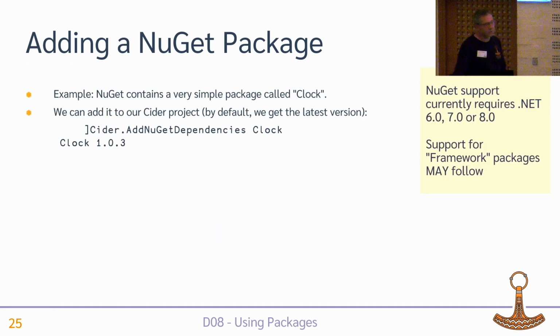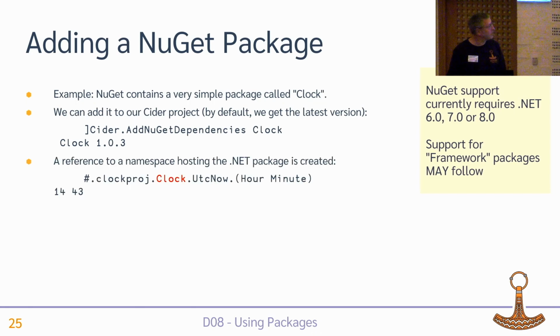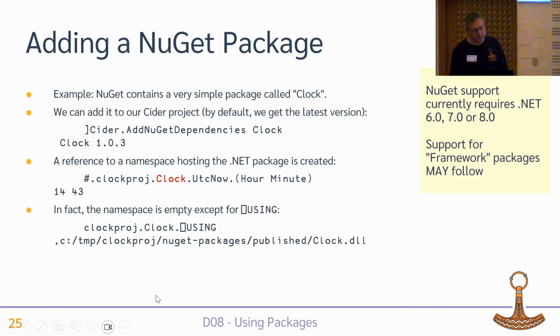So adding a NuGet package, for example, there's a very simple package called clock. And all you have to do, it's the same as with Tatin, is cider.add NuGet dependencies and the name of the package. And again, if you don't specify a version number, you get the latest one. And in exactly the same way as with the Tatin package, you now get a namespace in your project space with that name. And with the .NET thing, you can continue dotting into that and call the UTC now method and get an instance of a class back where you can see the hour and minute.